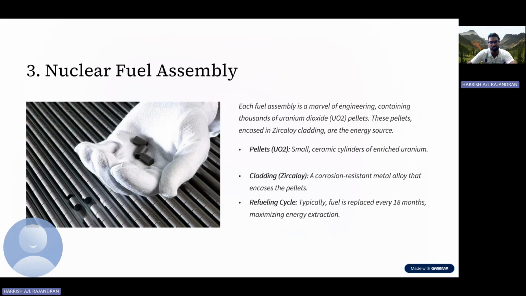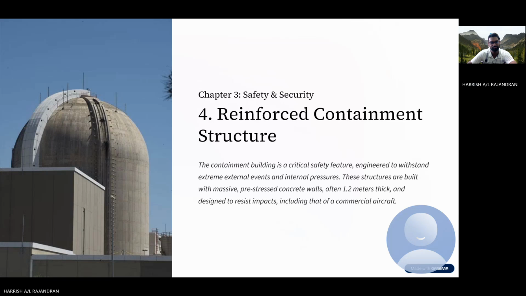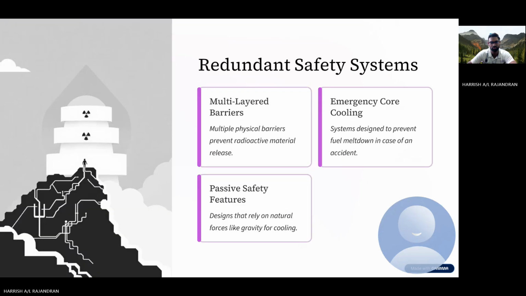Inside each fuel assembly are thousands of uranium dioxide pellets. Nuclear power generators have a reinforced containment structure which is engineered to withstand extreme external events and internal pressures. Redundant safety systems include multi-layered barriers, emergency core cooling, and passive safety features.